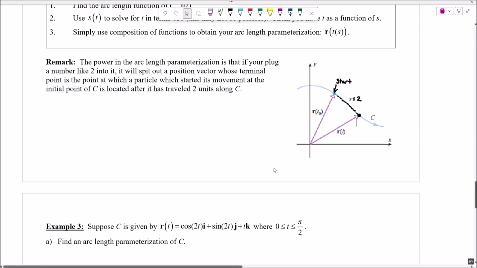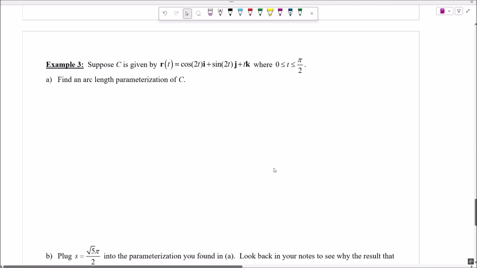So let's take a look at how this works with a specific example. Here down in example 3, again, I'm working with the same vector function as before. I want to find the arc length parameterization. So the first thing is I would need to be able to find the s of t for this function. Now fortunately, we already found this back in a previous example. We found this to be square root of 5 times t. This was from example 2.